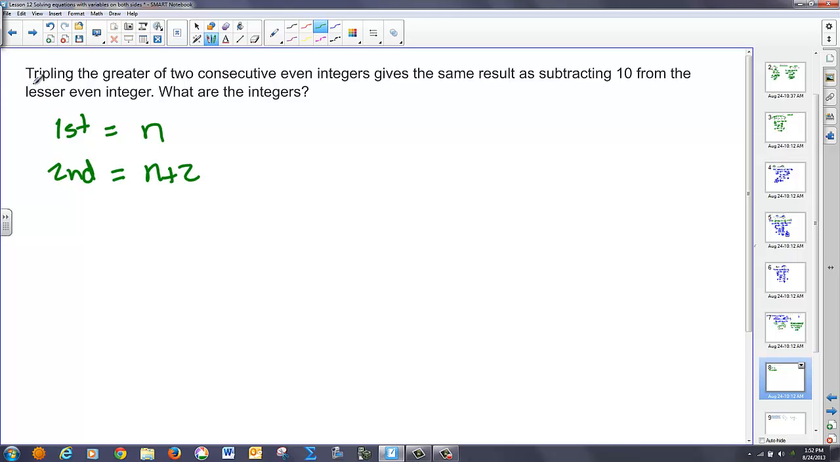And then going back to the problem, it says tripling the greater of 2 consecutive even integers. Well, the greater, since this is adding 2 to it, must be more than just n. So I'm going to triple that. 3 times that greater term gives the same result, which means is equal to subtracting 10 from the smaller integer. Well, this is the smaller if this is the larger. So that's n. I have my equation. I can now distribute and say I have 3n plus 6 is equal to n minus 10.